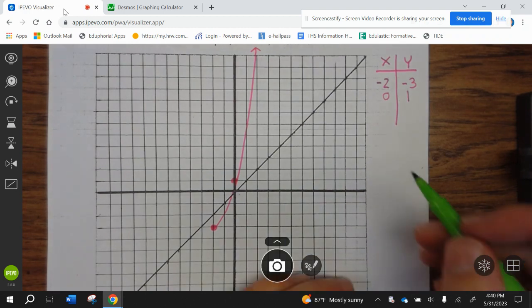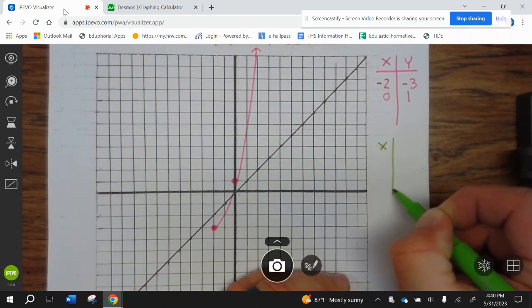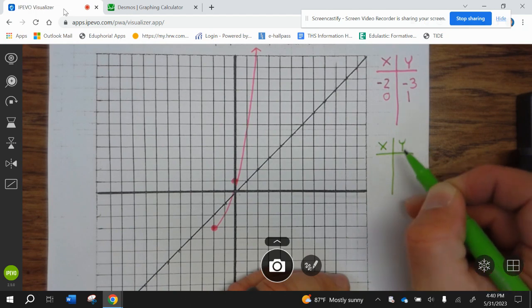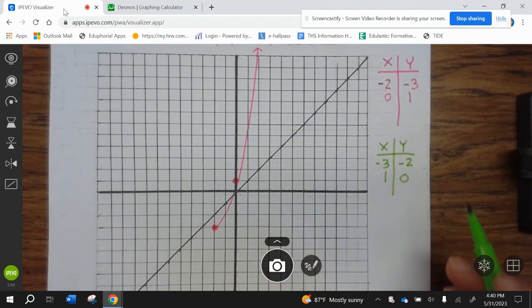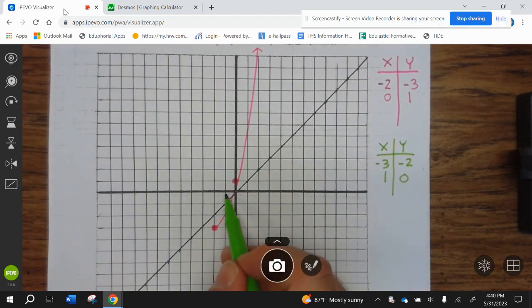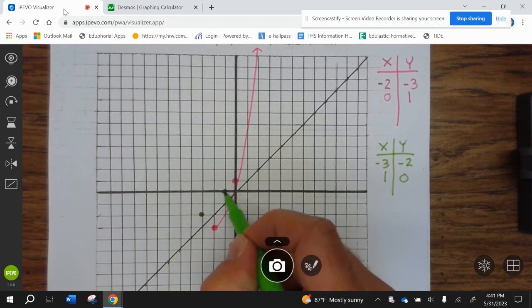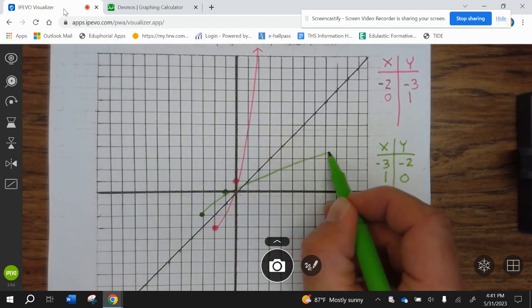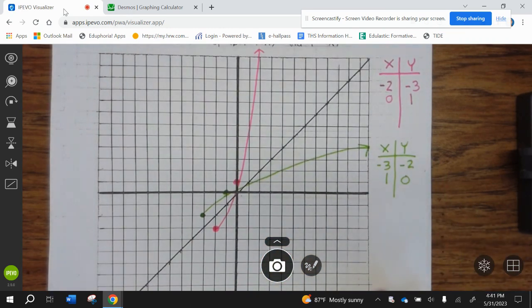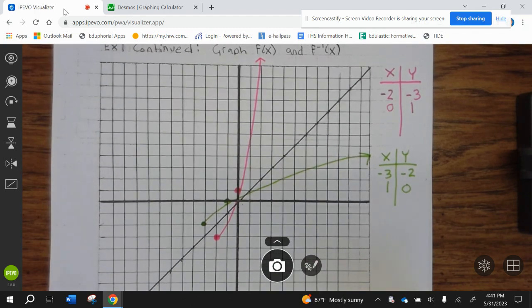Now for the inverse, all we have to do is switch. So that's -3, 1, -2, 0. So -1, 2, 3, -2, and then 1, 0. Okay. All right, go ahead and finish up example 1.